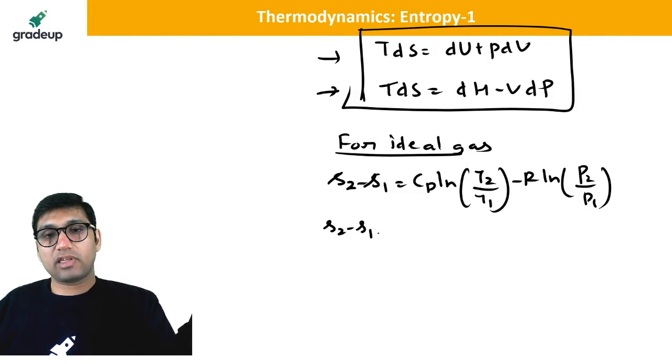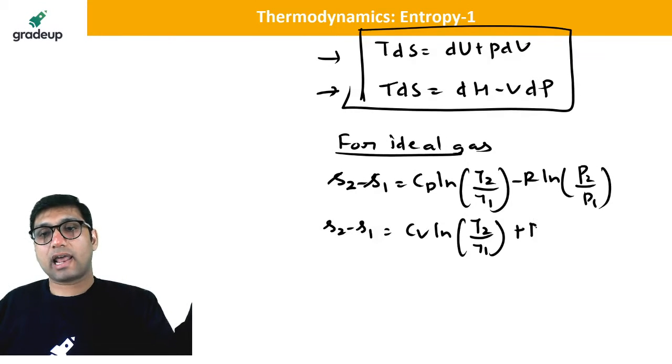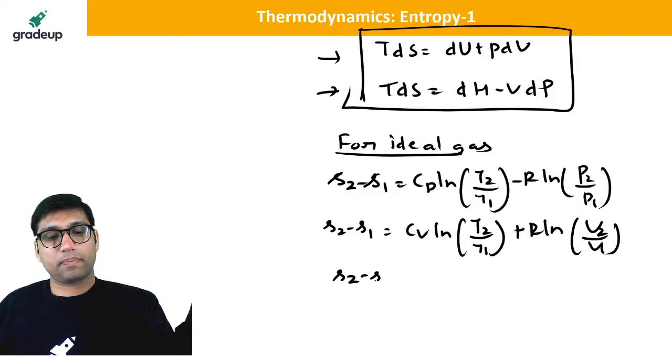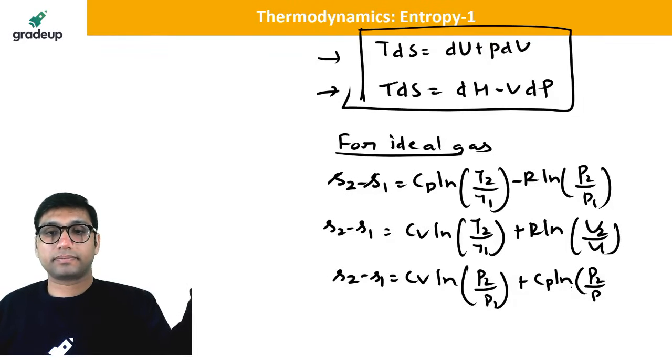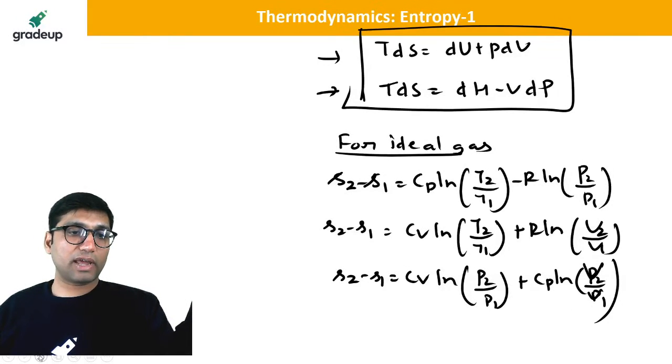A specific entropy change will be equal to Cv log of T2 by T1 plus R log of V2 by V1. And specific entropy change will be equal to Cv log of P2 by P1 plus Cp log of V2 by V1. These are the three important formulas you have to remember. These are very important formulas for finding the entropy change for an ideal gas. So remember these formulas, they are very, very important.